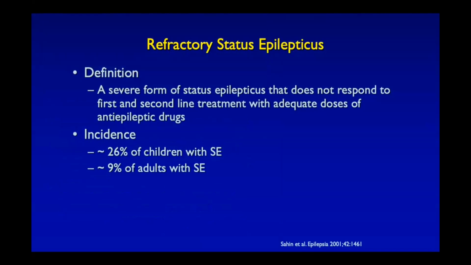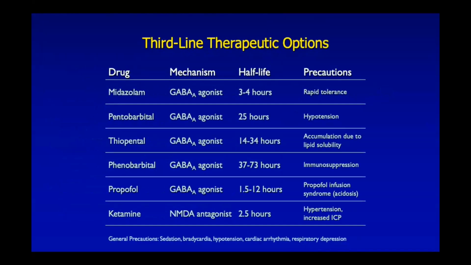Refractory status epilepticus is defined as a severe form of status that does not respond to first and second line treatment with adequate doses of anti-epileptic drugs. And the incidence of refractory status is quite a bit higher in children than in adults. Although there are numerous treatment options for refractory status epilepticus, there is no evidence to inform our choice of therapy.